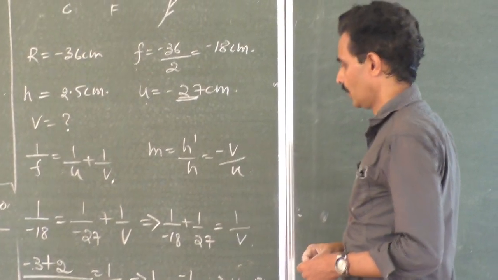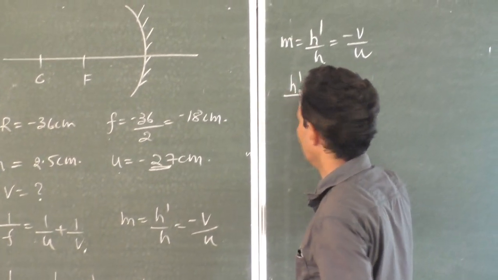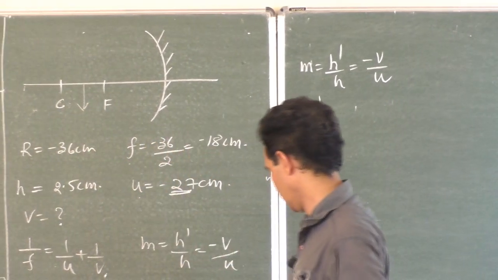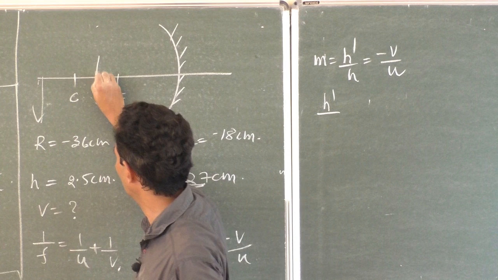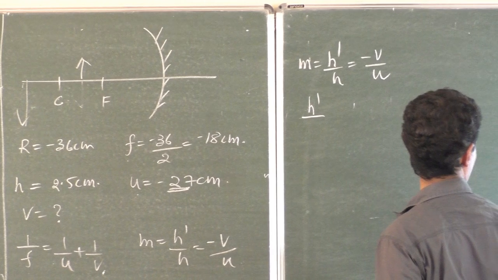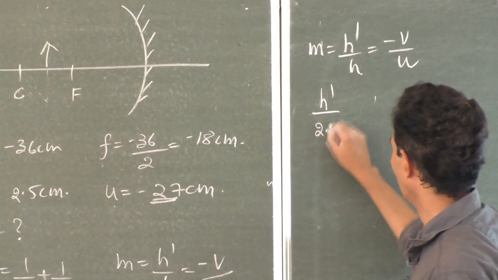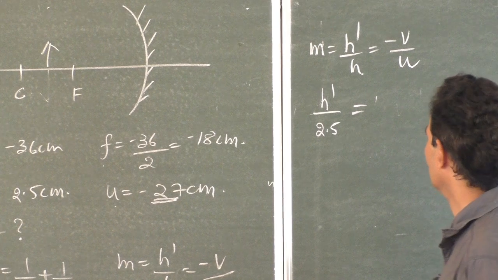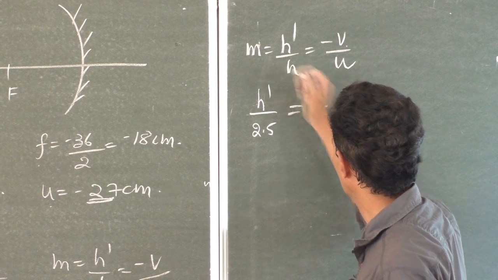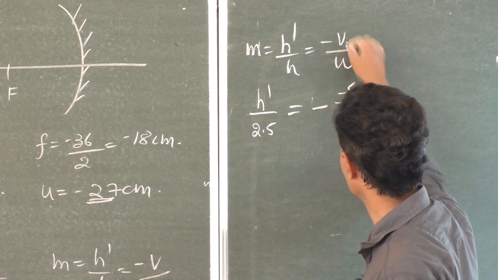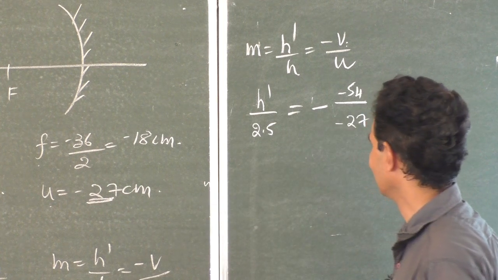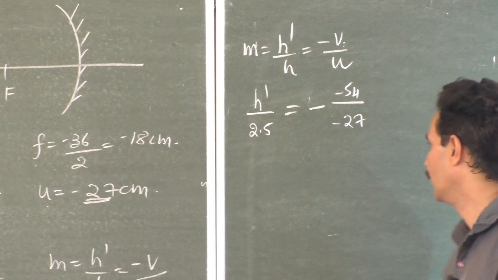What is h dash? Don't know. Height of the image. And it should be inverted somewhere here, right? It should be here. Some image is at 54. So away from C, it should be here. Object should be here. So h dash by h, height of the object, 2.5 centimeter above the principal axis, is equal to minus of image distance. We got it as minus 54. This minus and this minus. This is minus 54. U is also minus on the other side, minus 27. Everything is in centimeters, so we don't have any confusion here.